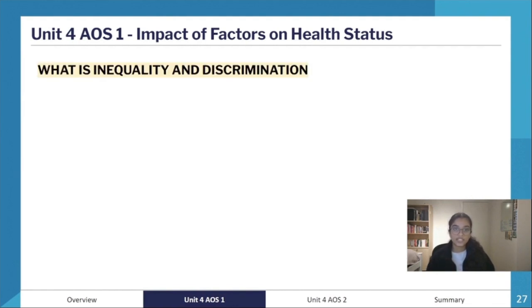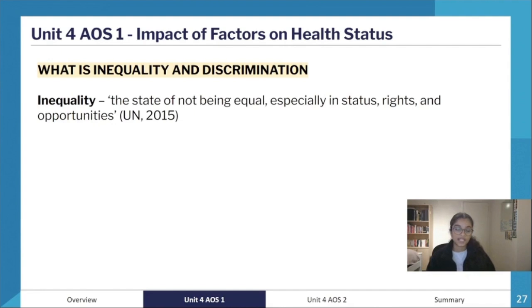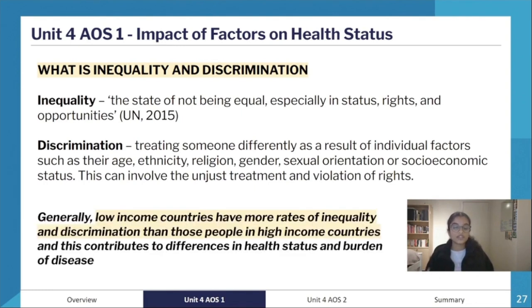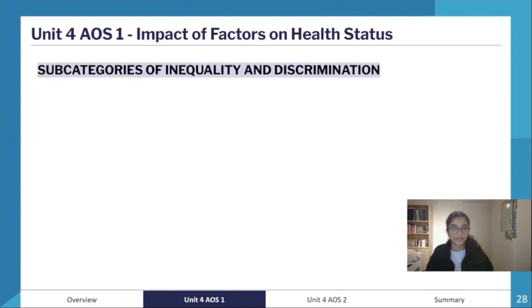So, what is inequality and discrimination? That is our next factor from the acronym PICS. Inequality is the state of not being equal, especially in status, rights, and opportunities. And then discrimination is treating someone differently as a result of their personal characteristics, so your age, ethnicity, religion, etc. And this can involve the unjust treatment and violation of rights. And those are very, very key words. So generally, low-income countries have higher rates of inequality and discrimination than high-income countries, contributing to differences in health status.